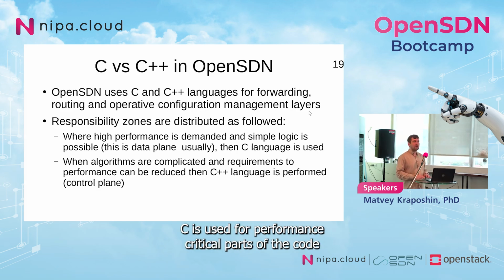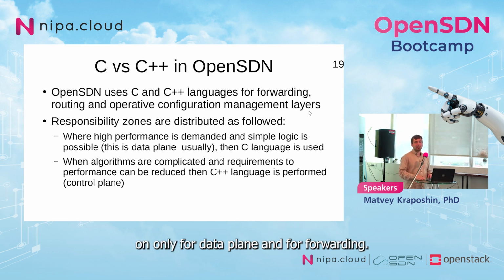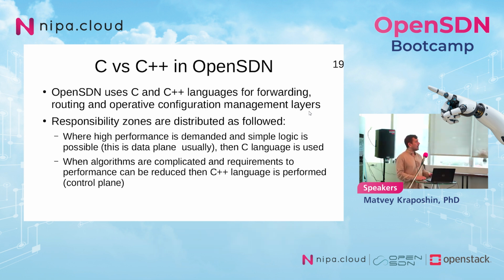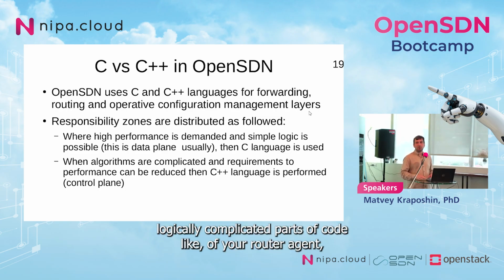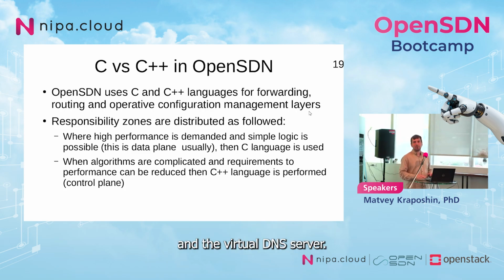C is used for performance-critical parts of the code, only for the data plane and for forwarding. And C++ is used for logically complicated parts of code, like the controller, vRouter agent, and virtual DNS server.